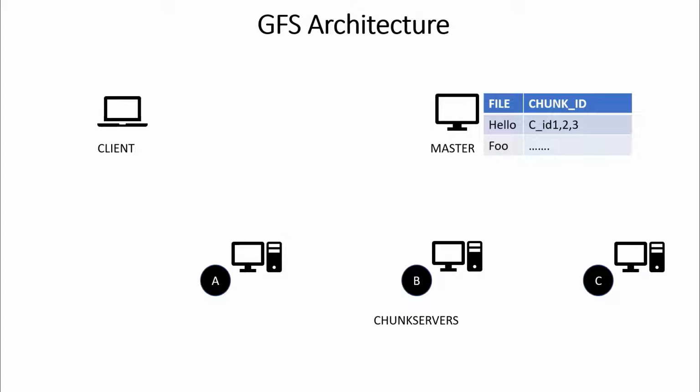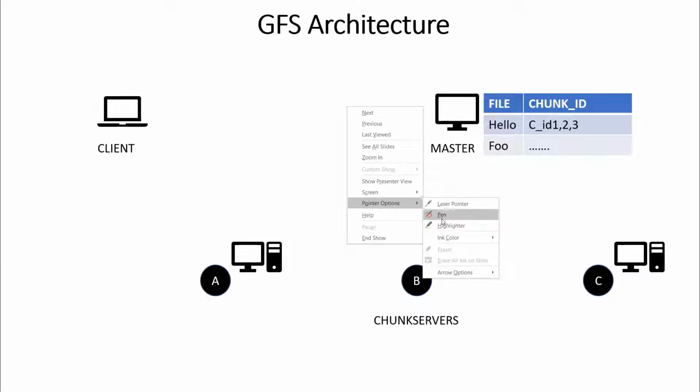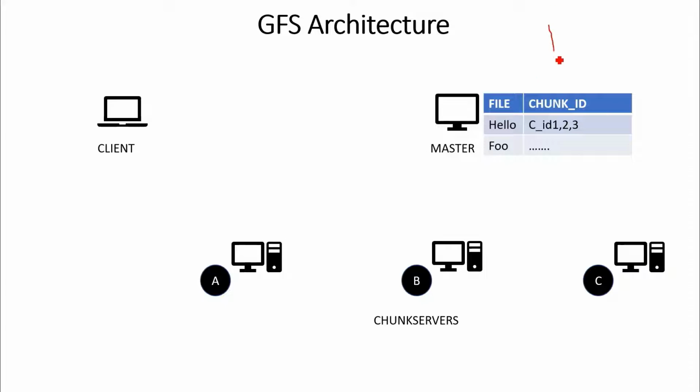Now in a GFS cluster, the files are divided into fixed-size chunks. Each chunk is identified by an immutable and globally unique 64-bit chunk handle assigned by the master at the time of chunk creation. So say for example, here is a file called hello, and there is some content in it, and it is divided into multiple chunks of about 64 MB size, and these chunks are replicated on different chunk servers simultaneously, and by default the replication factor is 3.